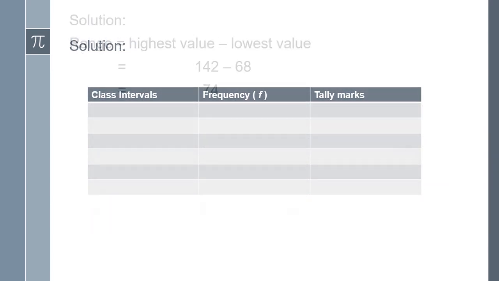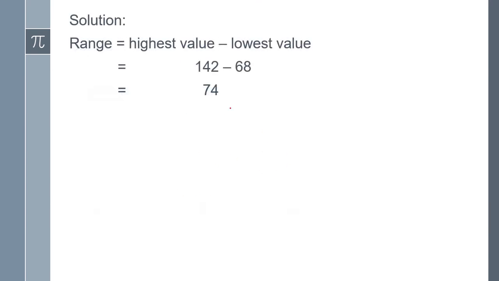So we have the highest value, which is 142, and the smallest value, which is 68. So we are going to find the range. Range is the highest value minus the lowest value: 142 minus 68. So we have a range of 74. Now we have a range of 74. We need the range to calculate the class width. First of all, we calculate how many classes or class intervals we need to make.